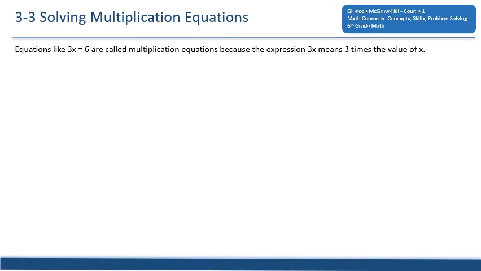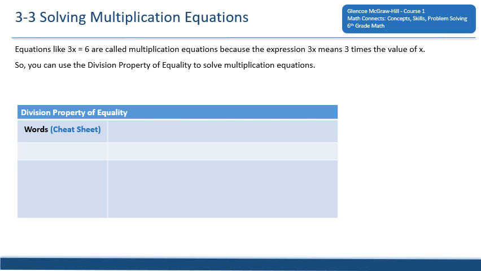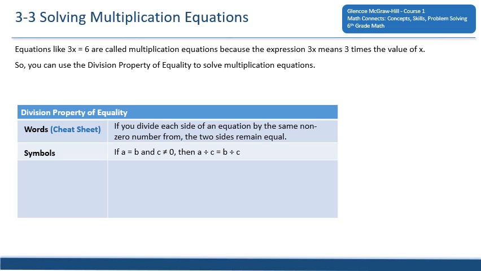Equations like 3x equals 6 are called multiplication equations because the expression 3x means 3 times the value of x. So you can use the division property of equality to solve multiplication equations. In words, if you divide each side of an equation by the same non-zero number, the two sides remain equal. In symbols, that means if a equals b and c is not equal to 0, then a divided by c equals b divided by c. You can't divide by 0.